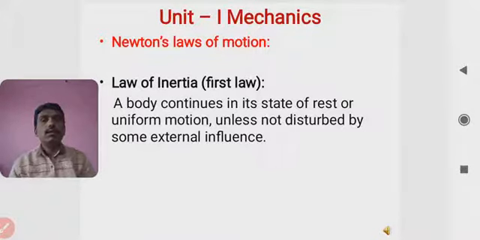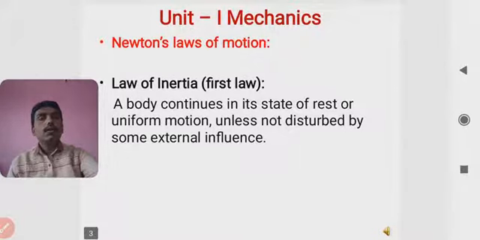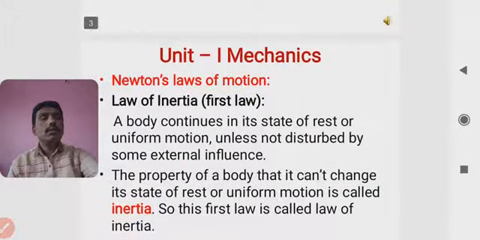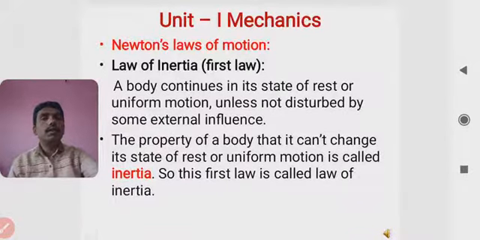So this is the first law of Newton's laws of motion, which is nothing but the law of inertia, and this property is called inertia. Simply, inertia means the property of a body that cannot change its state of rest or uniform motion. So this is the first law, or the law of inertia, we can say.